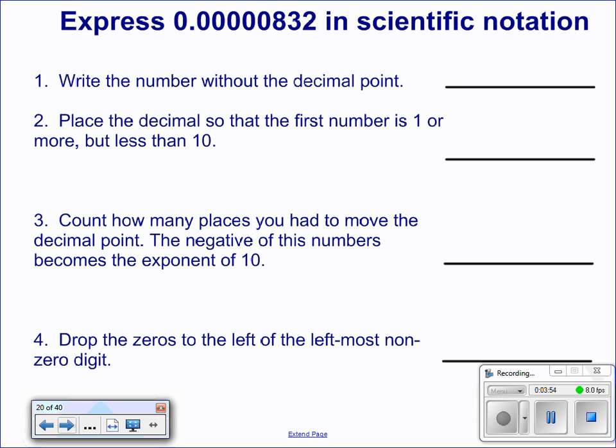On your notes, you have this problem here. Go ahead and try pausing the video and doing it on your own, and then hit play, and you'll see me go through it. You can check to see if you did it correctly. So I'm going to write the number now without the decimal, that's 0. I'm going to get rid of those 2 things. I'm going to write the other 5 zeros, and the 8, 3, 2.